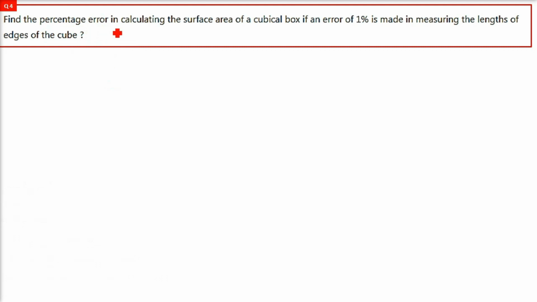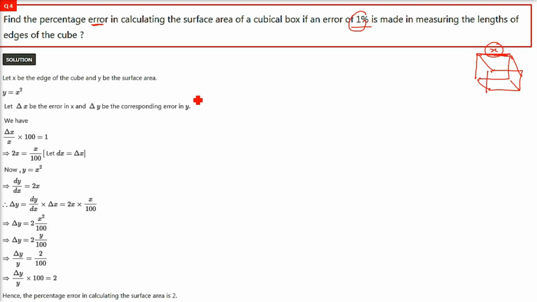Find the percentage error in calculating the surface area of a cubical box if an error of 1% is made in measuring the length of edges of the cube. So we have a cube. A cube is a 3D shape in which all the edges are of equal length. So there is some error in calculating the surface area, if there is a 1% error in computing the length of the edge. So whatever the length is, 1% was the error. So what is the error in surface area? We'll use the concept of errors and approximation of differentials.